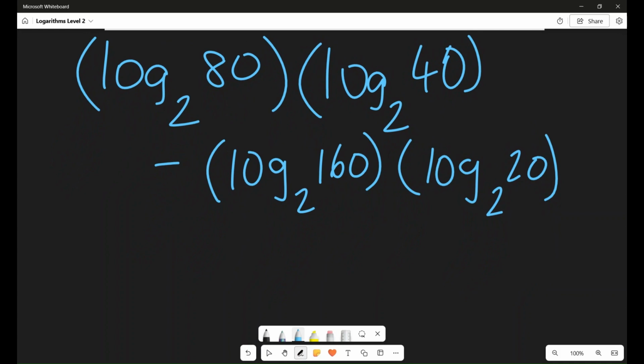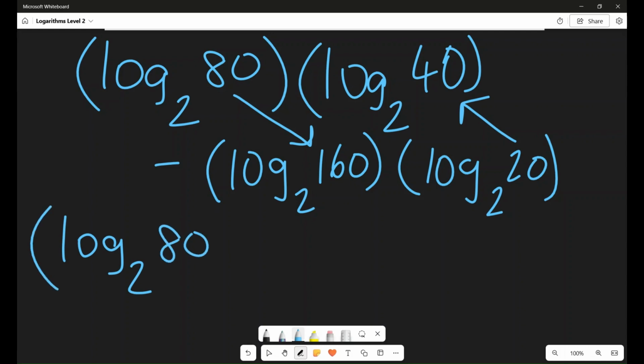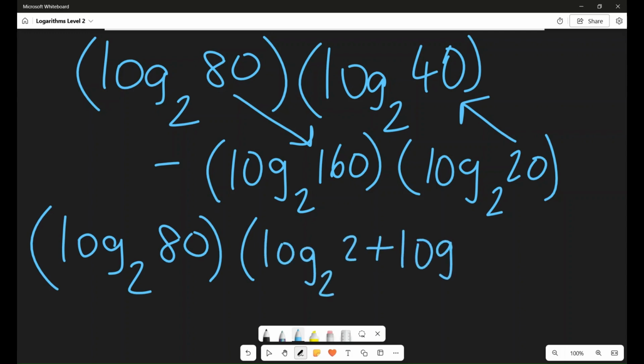But what we do notice is we have an 80 and 160 here, 20 and 40 here. Obviously 80 times 2 is 160, and 20 times 2 is 40. So let's try using that. We have log base 2 of 80, and instead of log base 2 of 40, we'll write it as log base 2 of 2 plus log base 2 of 20, so that we can match with the logarithm in the next term.